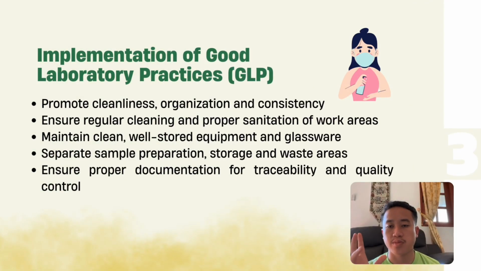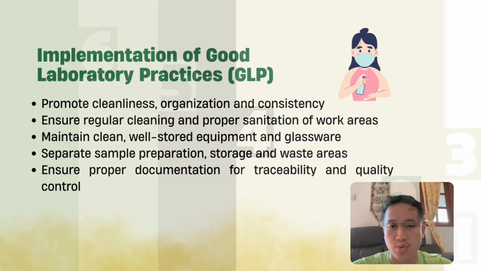So the third procedure is implementation of GLP. GLP stands for Good Laboratory Practice. How does it work? It promotes cleanliness, organization, and consistency. GLP also ensures regular cleaning and proper sanitation of work areas, and it maintains clean, well-stored equipment and glassware. Implementation of Good Laboratory Practice also separates sample preparation, storage, and waste areas. And it ensures proper documentation for traceability and quality control.